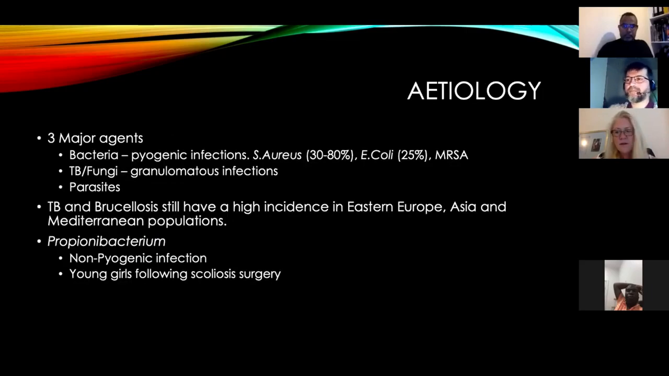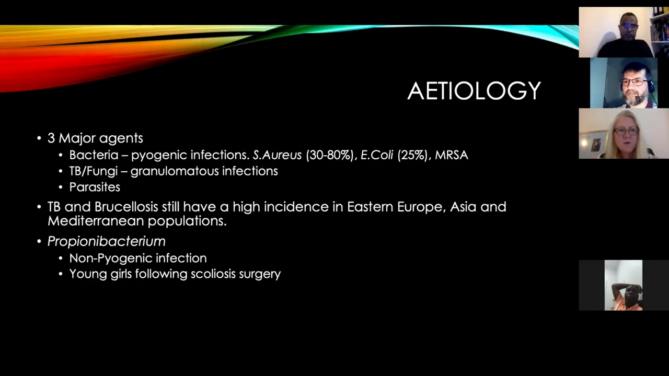There are three major agents. The main ones are the bacteria, which usually cause a pyogenic infection, and the main one is Staph aureus, with E. coli, probably secondary to UTI, coming in second. In some areas, MRSA is also a problem. Then there are the granulomatous infections such as TB and fungi, and less common would be parasites.